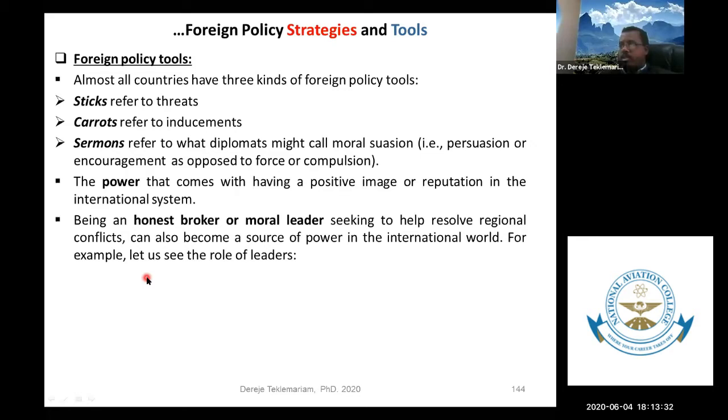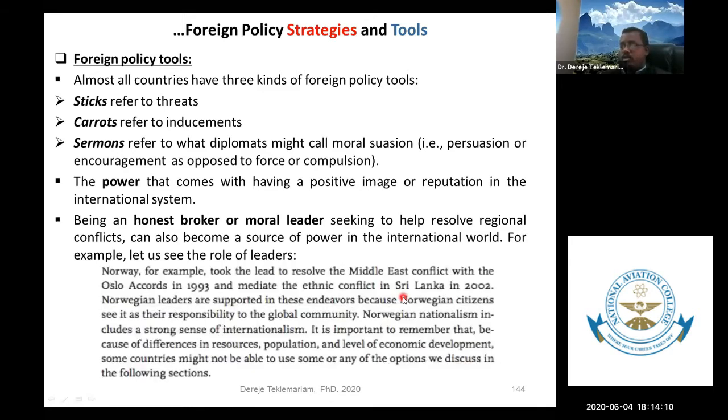For instance, being an honest broker within the international system, like a negotiator that can stop war between two blocs, let's say, or some disputes, or being a moral leader seeking to help resolve some regional conflicts. It can be a very good example of the power that gives a positive image and is ultimately considered a politically influential tool. A very good example, I tried to snapshot one material for your better understanding: the case of Norway.